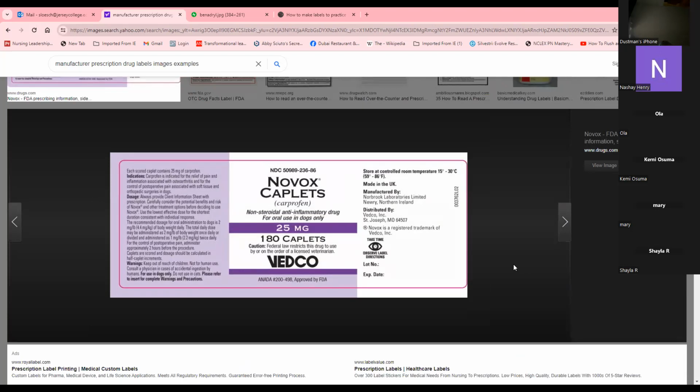Here's another one. All right, what is the brand name? Novox. What is the generic name? Carprofen. And what is the strength? 25 milligrams. And what is the form? Caplets. Caplets. Good. Yes. Thank you for this. Okay. What else?